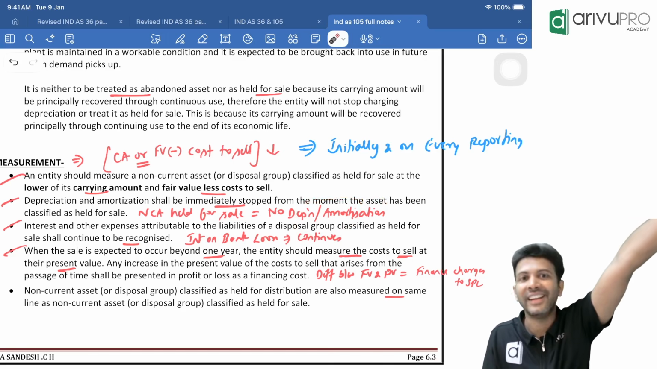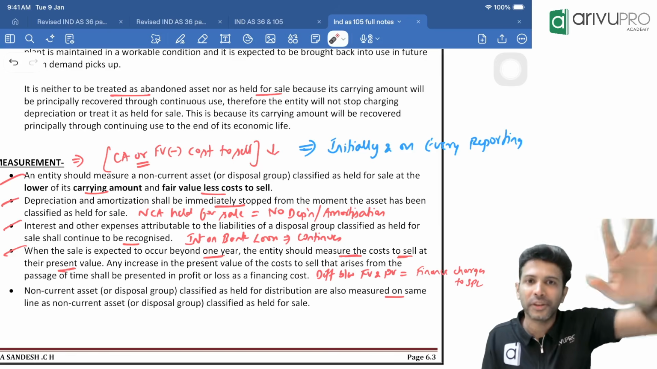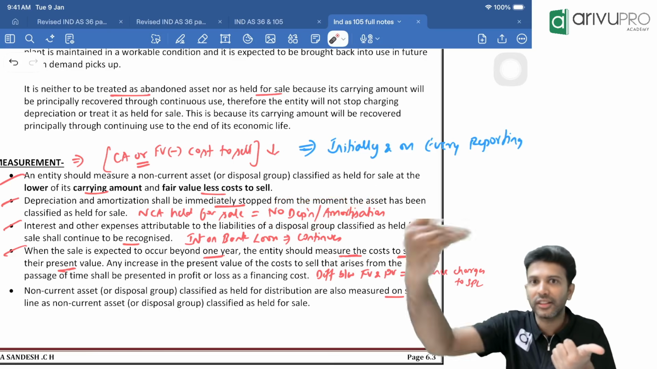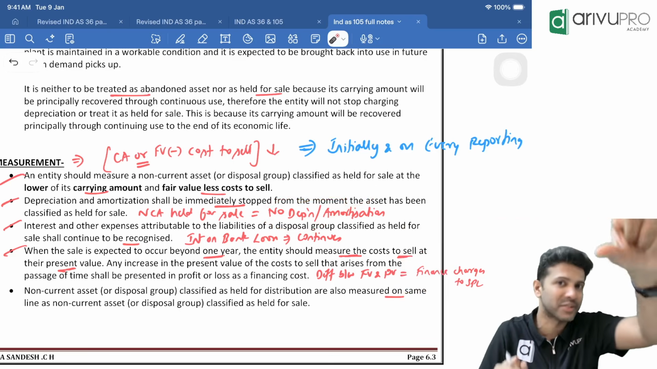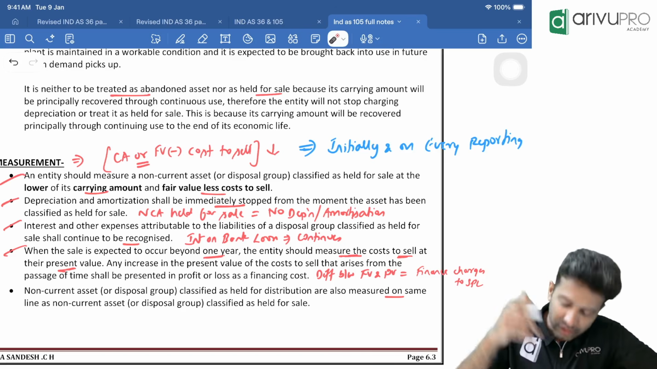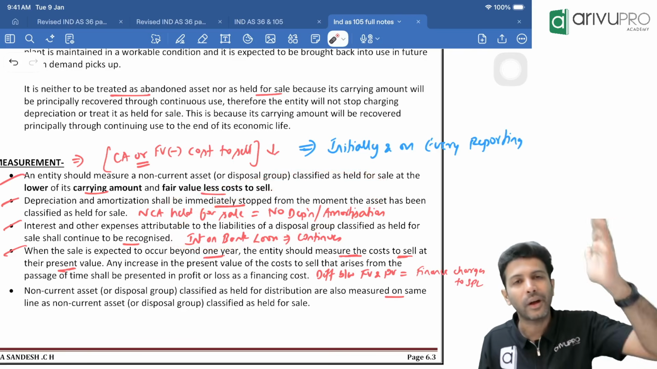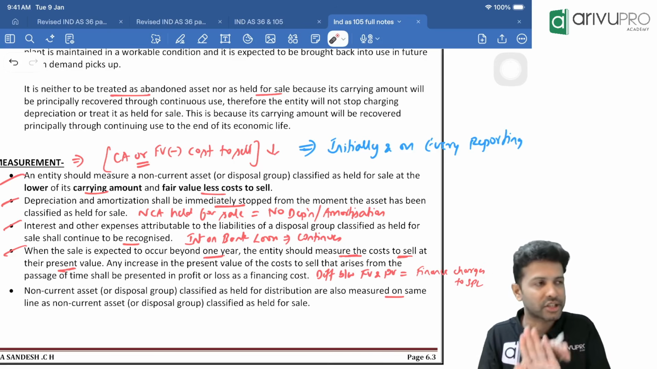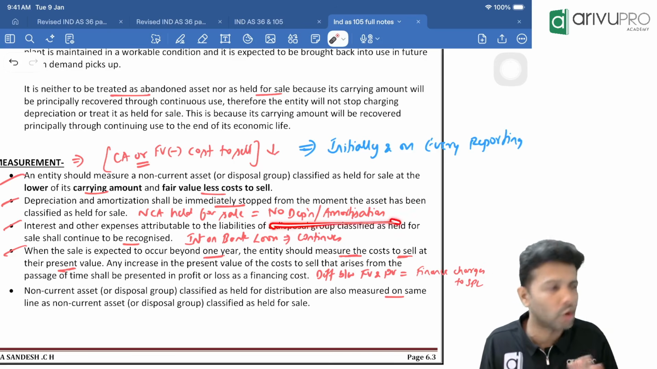If you open Ind AS 16 provision, there was a provision. Depreciation stops at the earlier of 2 dates: the day the asset gets classified as held for sale, or the day the asset is de-recognized. Some provision was there over there, if you remember. But anyway, if you don't remember, no problem. But now the point you need to remember is, once a non-current asset is classified as held for sale, depreciation, amortization stops. No more depreciation, no more amortization.